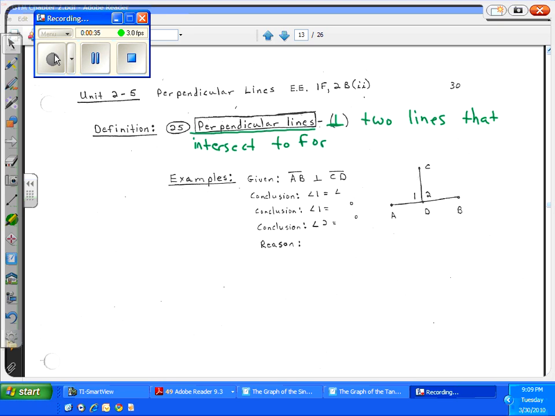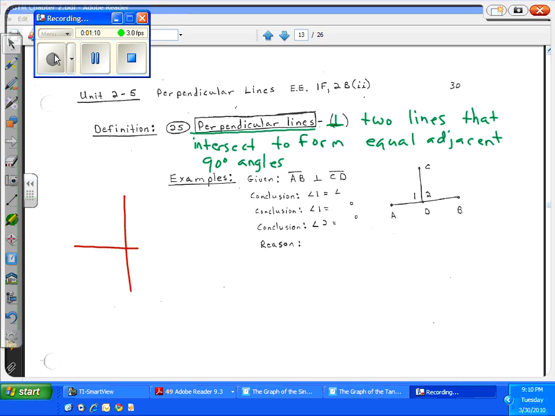to form equal adjacent 90-degree angles. Now, you may in your mind say, well, they hit at 90, and that's probably fine. Two lines that hit at 90, or two segments that hit at 90, or two planes that hit at 90. But perpendicular lines are two lines that intersect to form equal adjacent 90-degree angles.